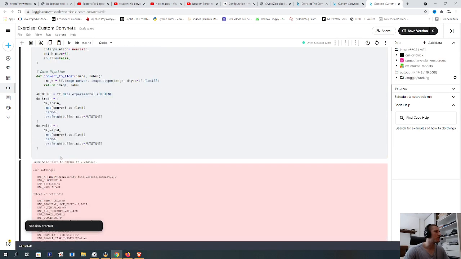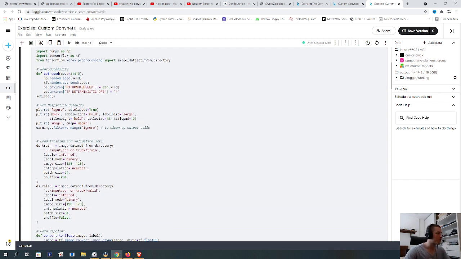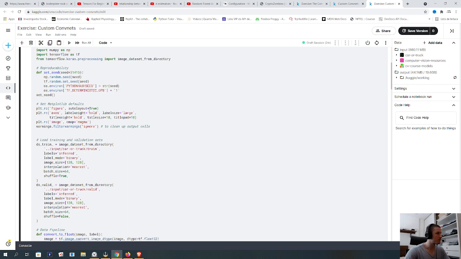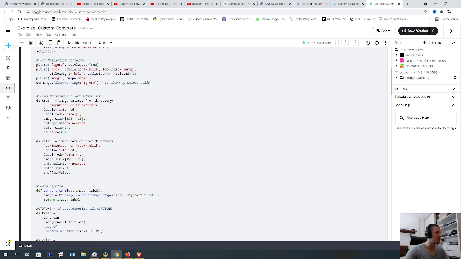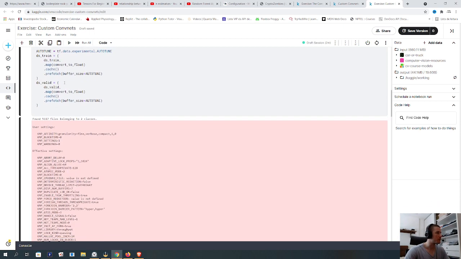So I already ran the first one, just setting up the data. Matplotlib settings: label bold, label size large, title weight bold. Then defining the training and validation sets, convert to float, autotune.